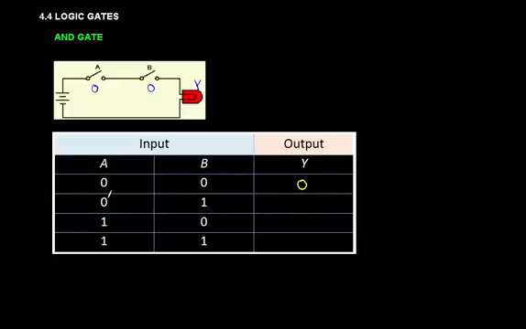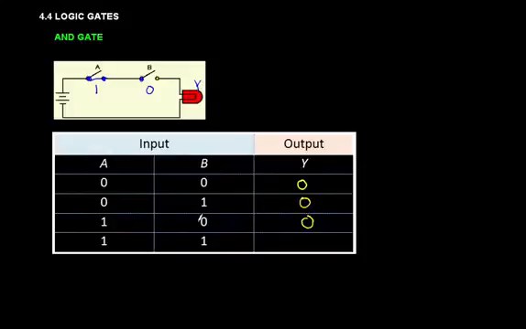The next one is 0, 1. B is 1, it means this is closed. So 0, 1, this open, the circuit is still not complete. Therefore, the bulb here is not light up. So it is 0. Next, 1, 0. 1 means here it is switch on. When it's switch on, A is switch on but B is switch off. Therefore, the circuit is still not complete. And here it is still 0 because the bulb doesn't light up.